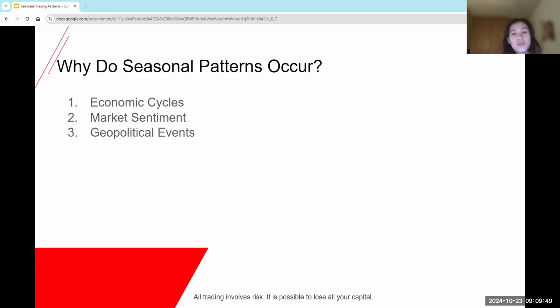For example, investors might sell off losing stocks at the end of the year for tax purposes, which often leads to a dip in December, followed by the January recovery, hence the January effect. And lastly, geopolitical events and global factors like weather, holidays, or even war. These can obviously also impact your markets. Think about how travel seasons can increase the demand for oil, or how geopolitical tensions can drive up gold prices due to its status as a safe haven asset.